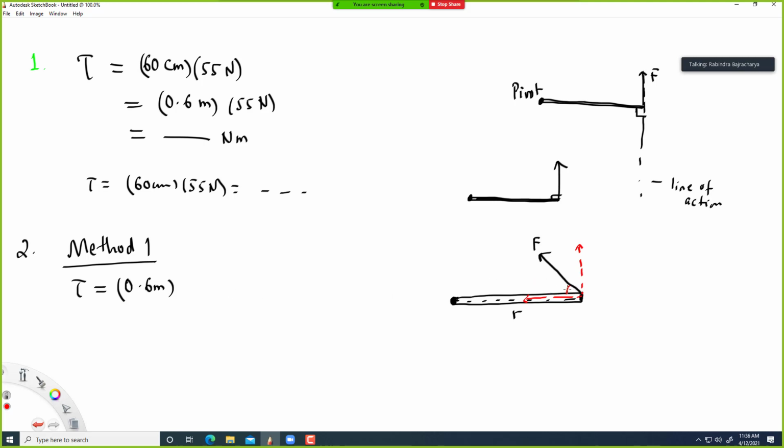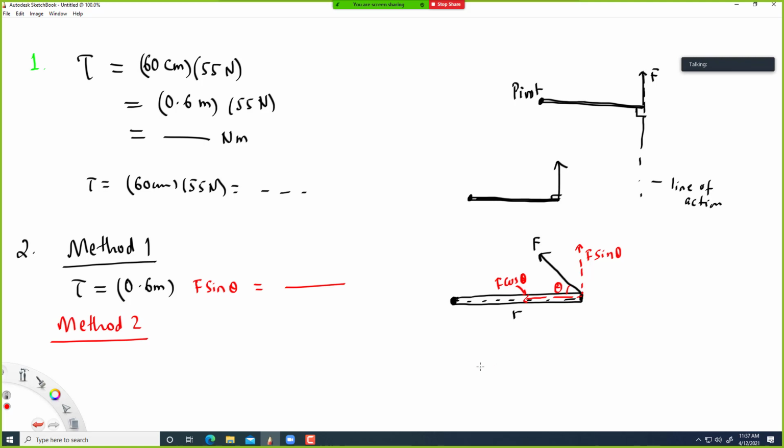To use method 1 you need this angle, so that you can find the components. This would be F cosine theta and this would be F sine theta. So, in method 1 you multiply this distance by the y component of the force. Okay. So, that is the torque, but we do not have the angle. So that means this is not useful. So, then use method 2.